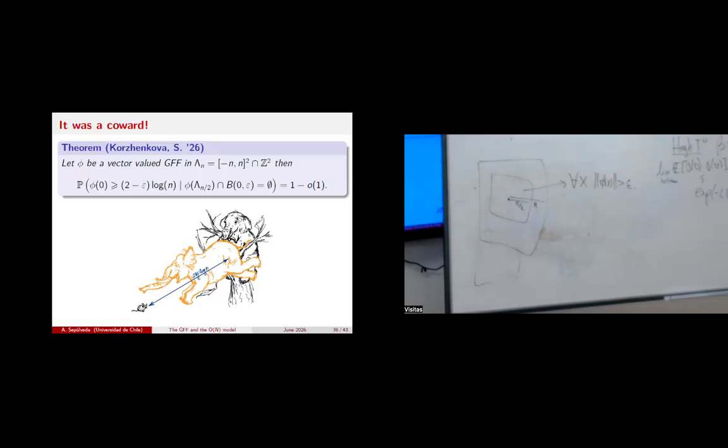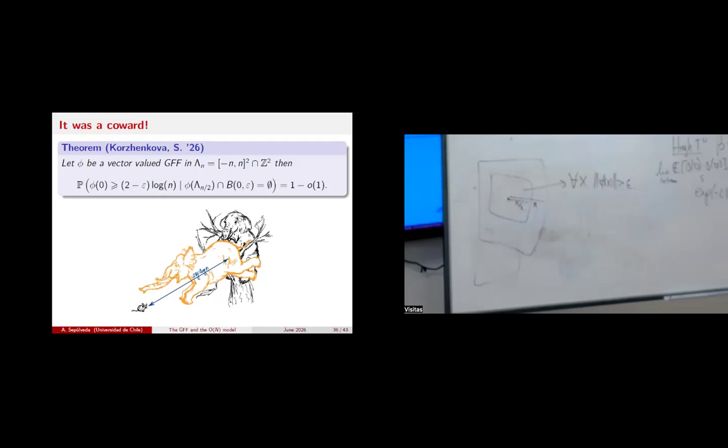So then you look at 0, and then you look at the value that 0 takes. Typically, one would expect that it's of order 0. So the GFF has a variance which is of order log n. So typically it's plus minus square root of log n. And the maximum of the GFF is of order 2 log n. Actually, there's a square root of g which I ignore. But Aleksandra would kill me if I don't put it there.